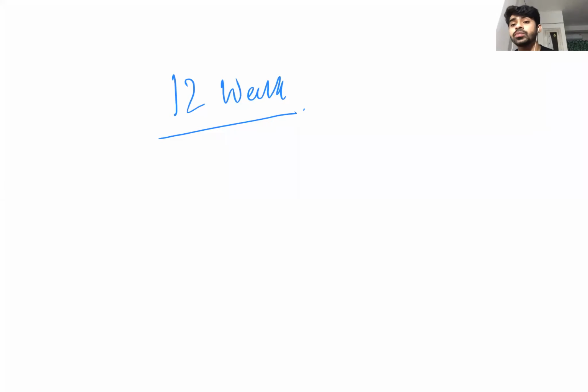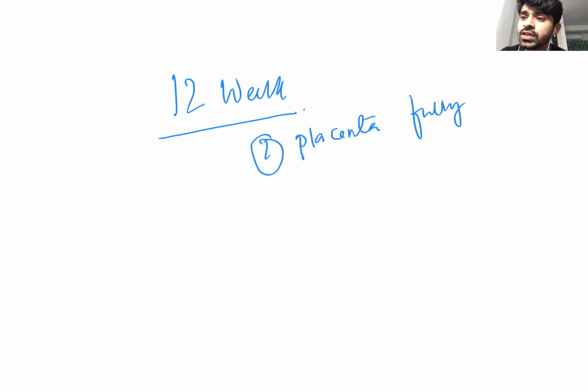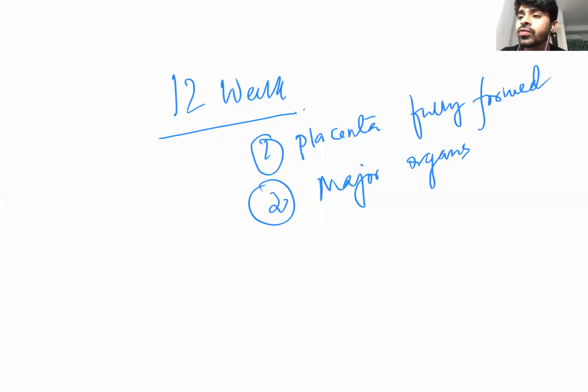So the next is the MCQ from the 12th week. The 12th week is very, very important because in the NCERT it is already mentioned. In the 12th week, the first is that the placenta is fully matured here. I mean, the placenta is fully formed. This is the first thing that you have to remember in the 12th week. The second point is all the major organs are formed here. I mean, starting from the liver and the stomach, all the major organs are formed in the 12th week. Are you getting my points?